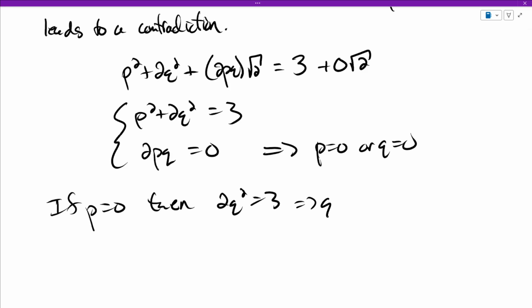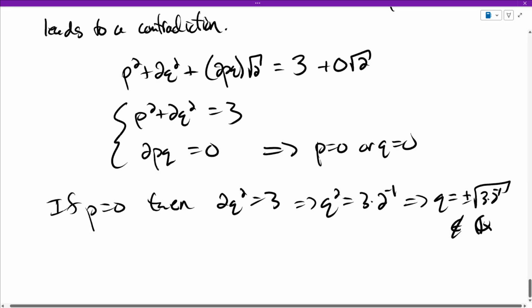And so this tells us that q squared is 3 times 2 to the negative 1. On your first homework assignment, you were investigating when this was a rational number. And the only way that you get the square root of something like this being a rational number is if the exponents are all even. So this implies q is equal to plus or minus root of 3 times 2 to the negative 1, but that's not a rational number. So we conclude that p cannot be 0.